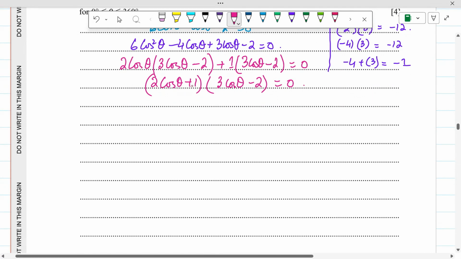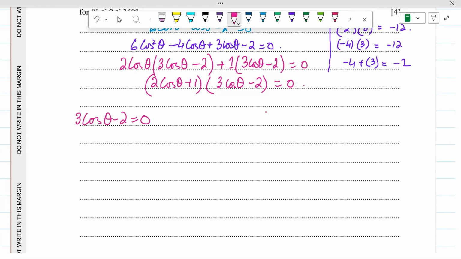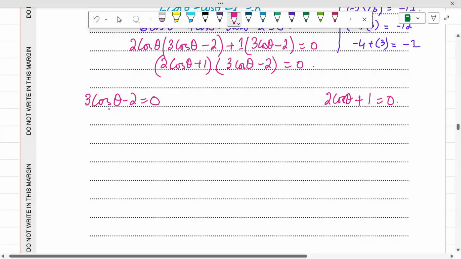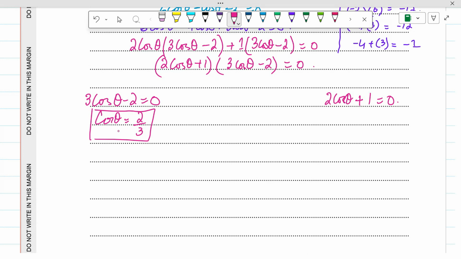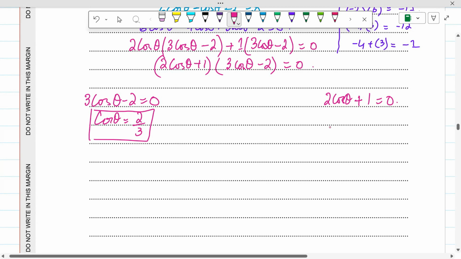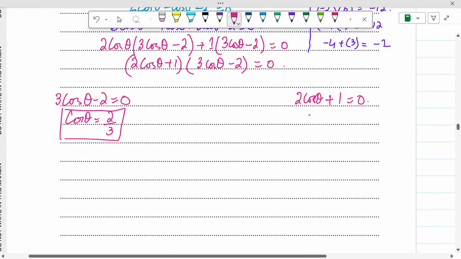So we have two factors, equating each with 0. We will have 3 cos of theta minus 2 equal to 0, and on the other side we will have 2 cos of theta plus 1 equal to 0. And this gives cos of theta is equal to 2 over 3, so we have the positive value, which is 2 over 3. And in this case, we have cos of theta is equal to negative half.